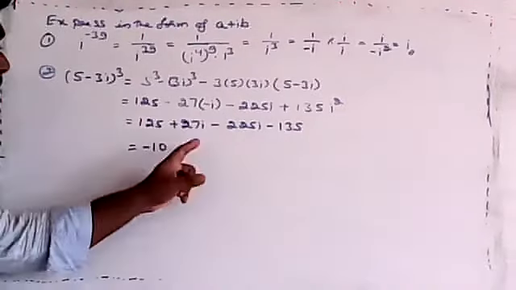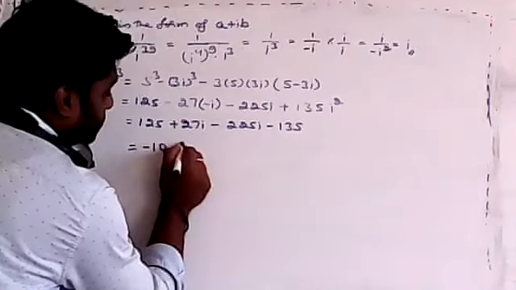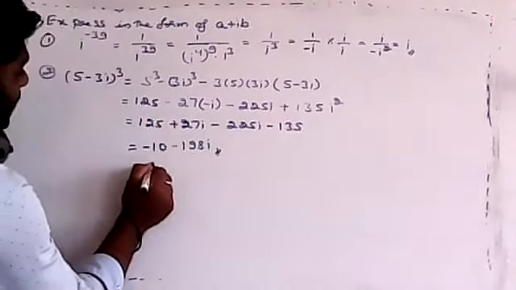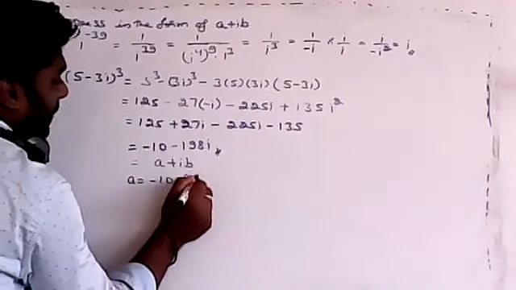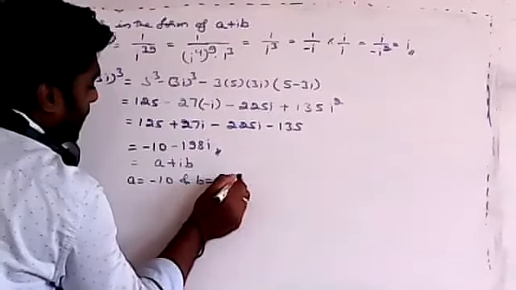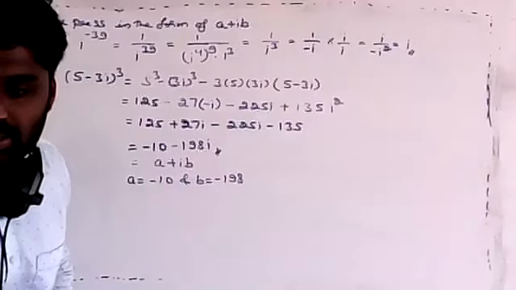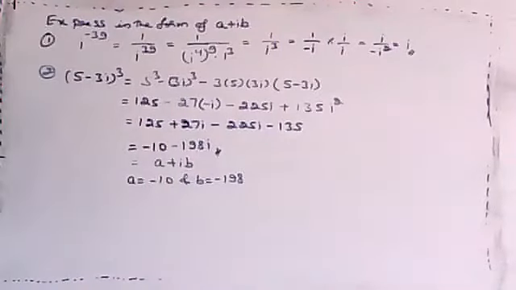Minus 10. Now tell me here: plus 27 minus 225i. What do you get as the answer? Minus 198i. Now it is in the form of a plus ib. Correct? Where a is equal to minus 10 and b is equal to minus 198. Yes, clear? They ask this type of question in the exam. And the same way, we'll move on to the next one.